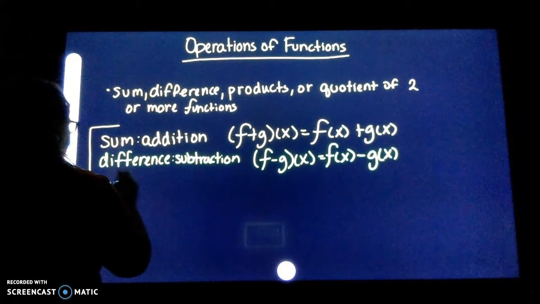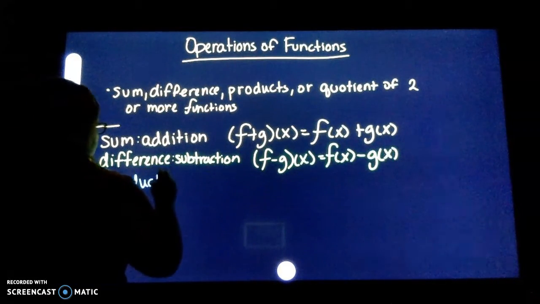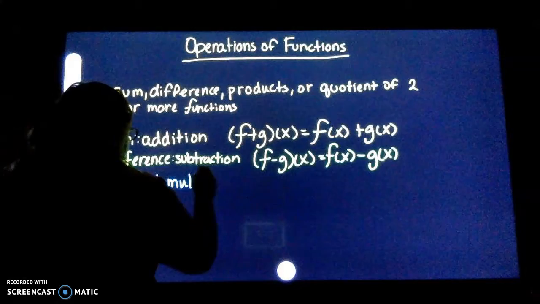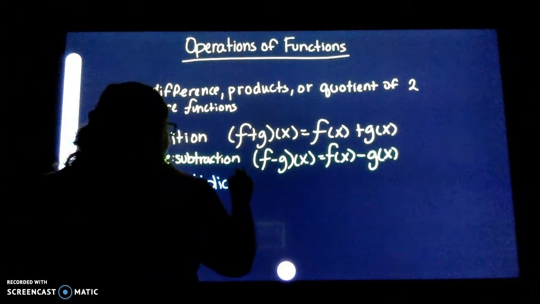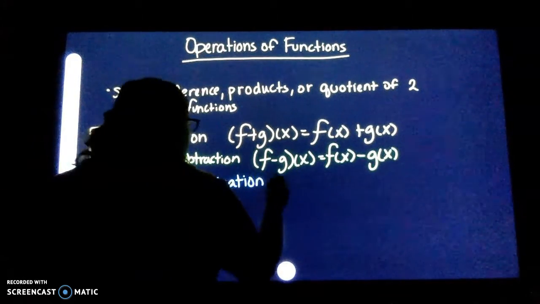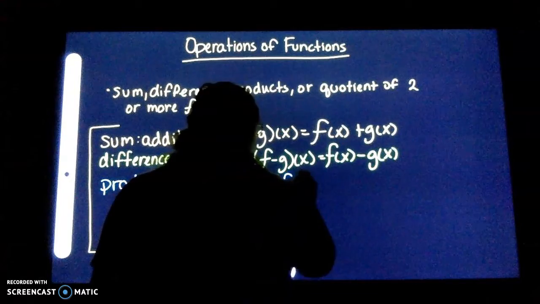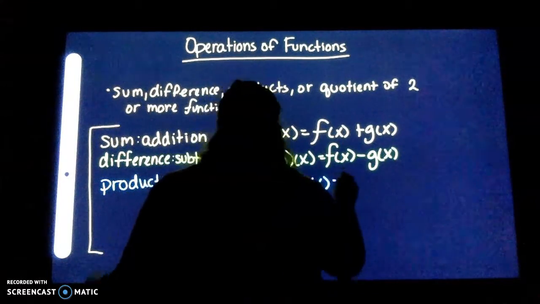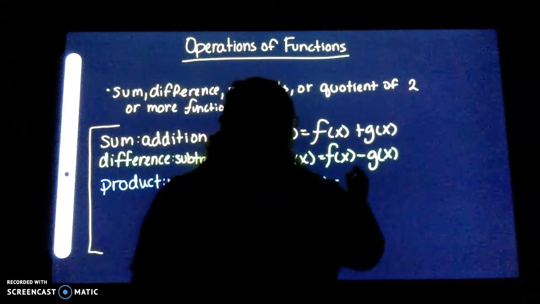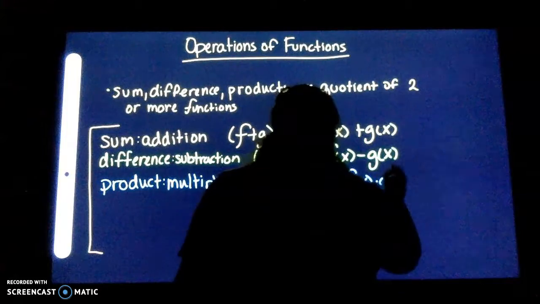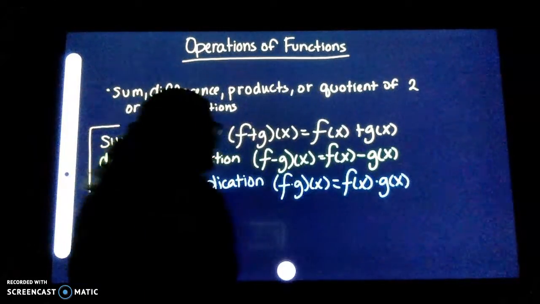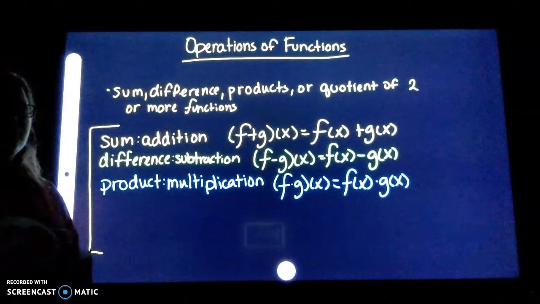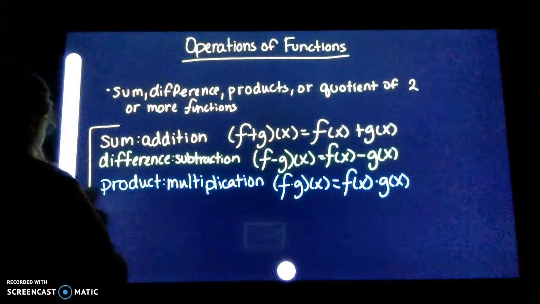We also have the product, which hopefully you recognize as multiplication. If I am doing f times g of x, this is the same as my first function solved at x times my second function solved at x. So again, we break it apart, solve each one individually, and then multiply our answers.